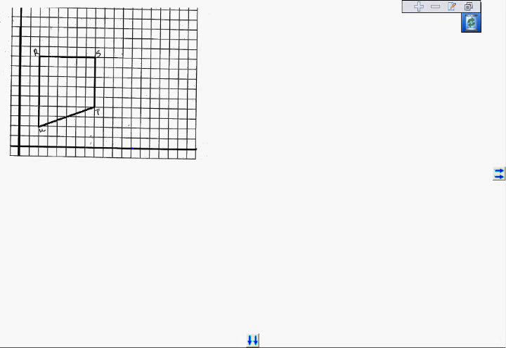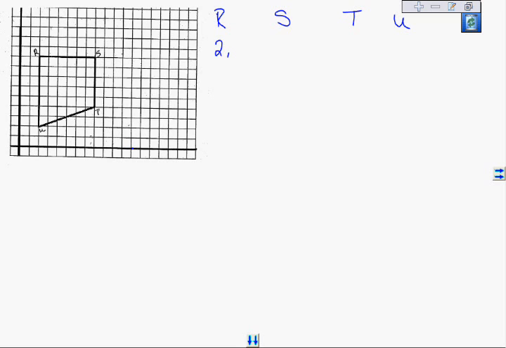This is your key for your dilations homework. You are to dilate this image with a scale factor of 1/2, 1.5, and 2, which means you're going to have to do this 3 times. So let's write down our pre-image coordinates.